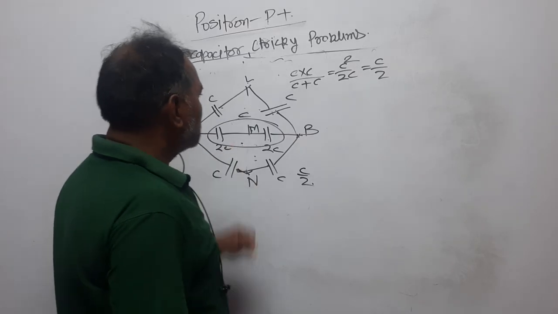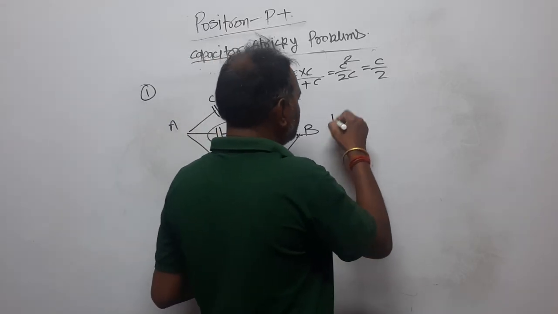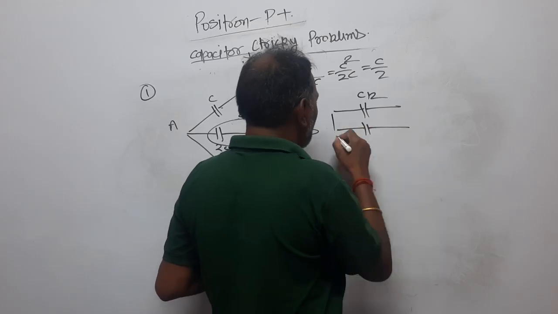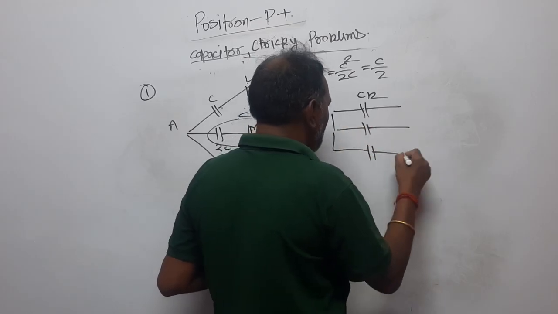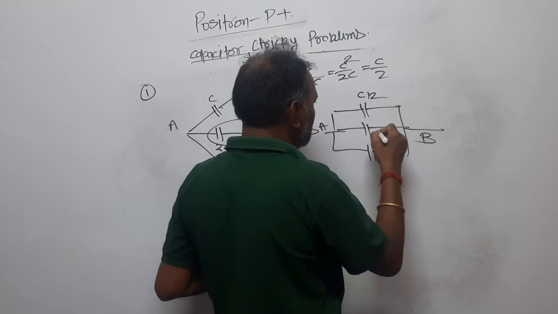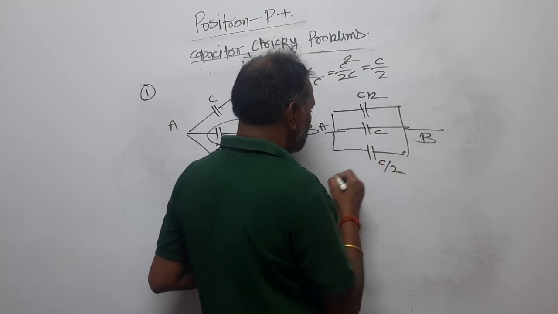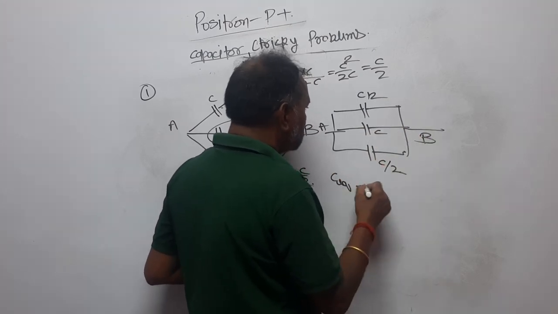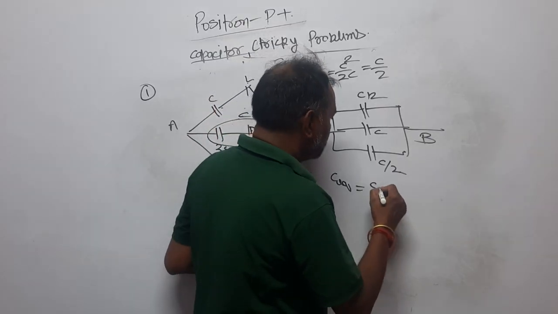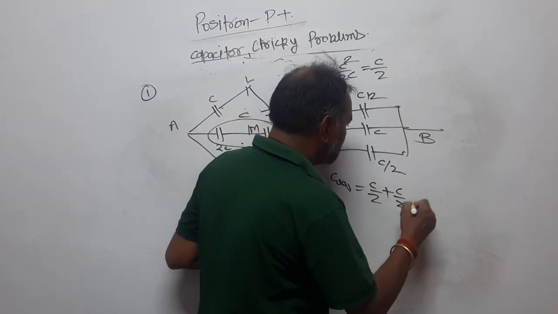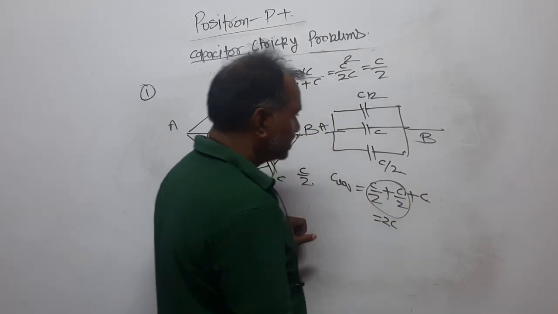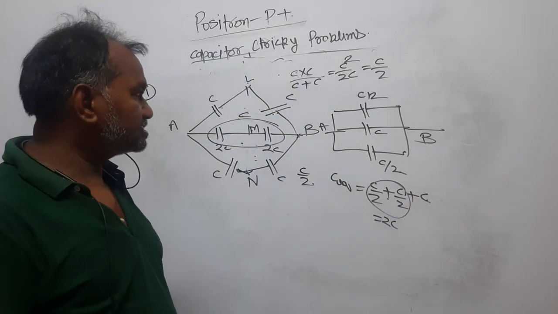Now dear students, if you redraw this circuit, it is C by 2, this is C, and this is C by 2, and this is point A, this is your point B. All these connections are in parallel, so the equivalent will be C by 2 plus C by 2 plus C, or C plus C, that is 2C. In this way you can solve it very easily.